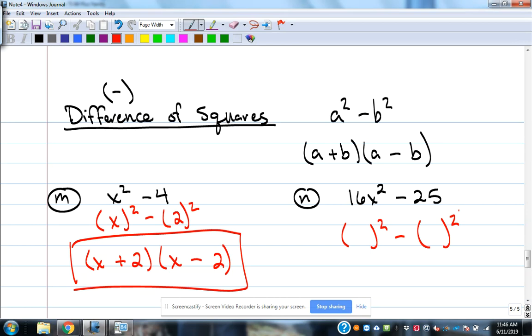What squared would give me 16x squared? 4x. Very good. What squared will give me 25? 5. What are the factors for that problem? What goes in the front of both of them? 4x. What goes in the back of both of them? 5. One's a plus, one's a minus. It doesn't matter which one you make the plus and which one you make the minus. I usually just do the plus first. It doesn't matter. One's a plus, one's a minus.